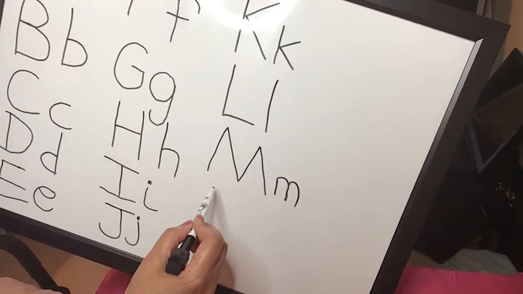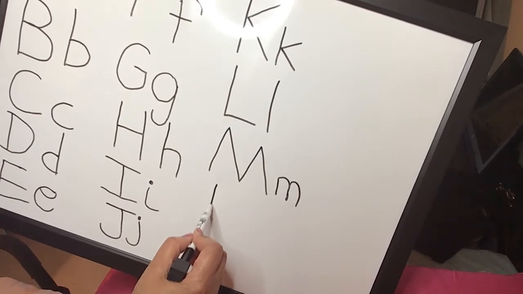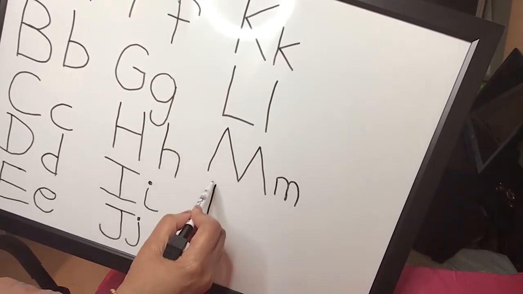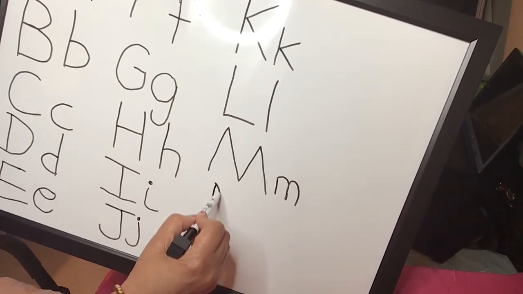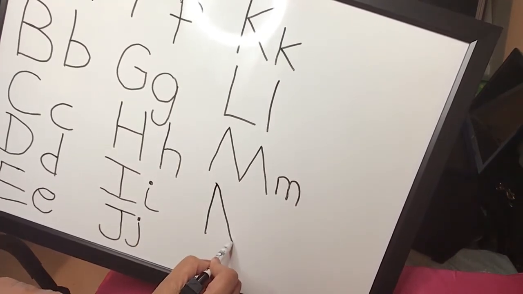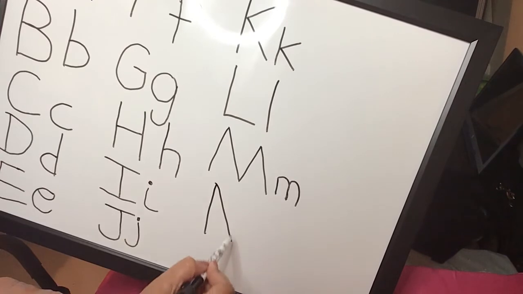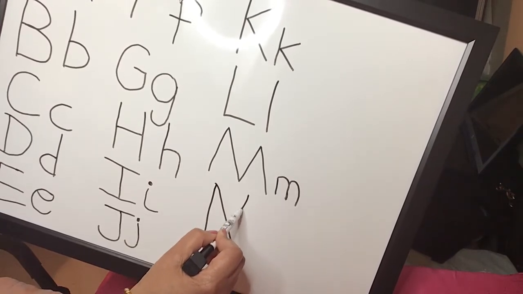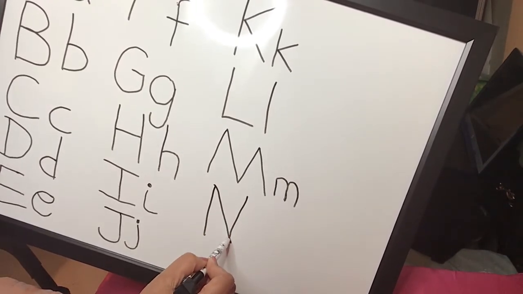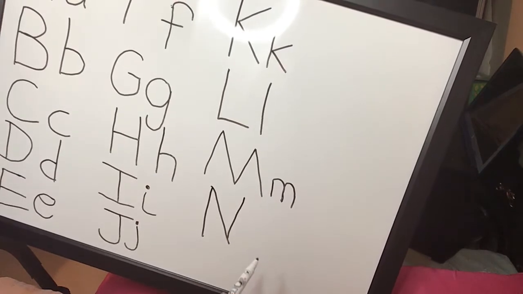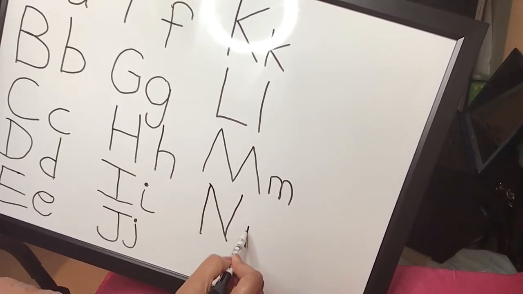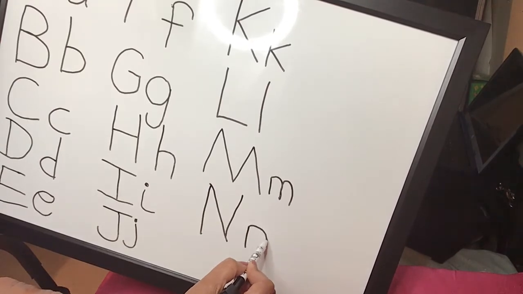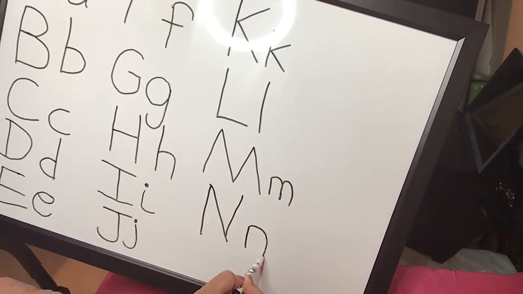Next there's N, big N. One long stick. It's like you're making an A, another stick that way, and then another stick like this. And then there's little n, a short stick, half of a right hook.